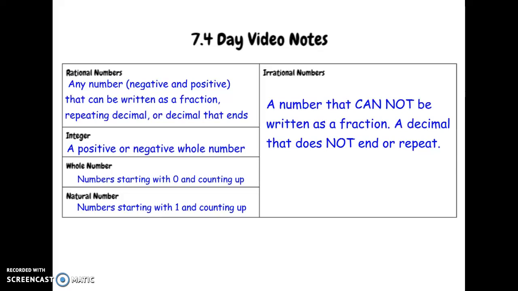A whole number is what you started counting with when you started with 0. And the natural numbers is what you really start counting with when you're a little kid. You start 1, 2, 3. Those are natural numbers. Irrational is everything that is not a decimal or a fraction. So basically, if you have a number like pi, a number that the decimal doesn't end, the decimal doesn't repeat, it's never going to stop, that is going to be your irrational number.